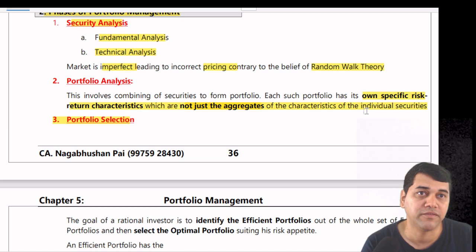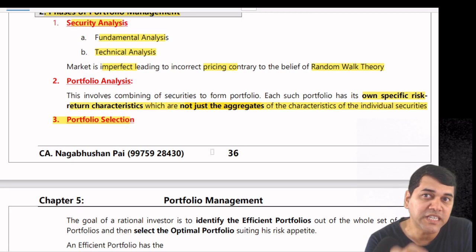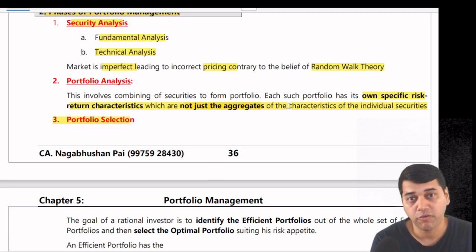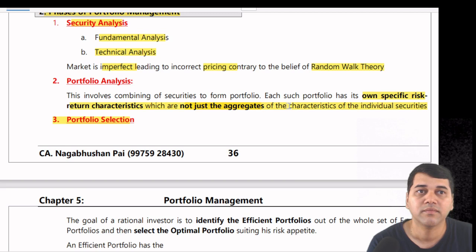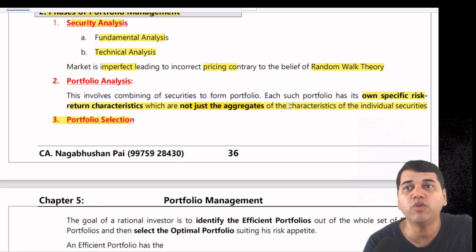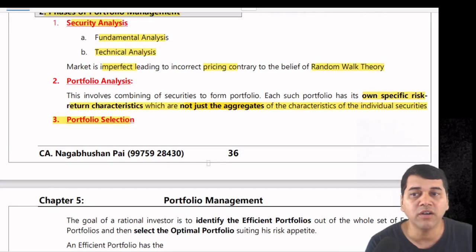Because the way it behaves is totally different. That's why investing in a single security may be different. But when it comes to a group of securities, the way they interact is different. A security is giving you good return, but the moment it goes into the portfolio, it will behave in a different way. It's like us: individually, we behave in one particular way, but the moment we are put into a group, we start behaving in a different way. So we have to understand that, and that is called portfolio analysis.